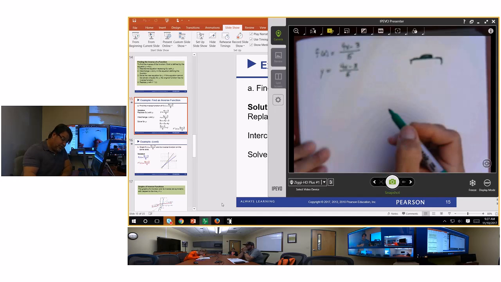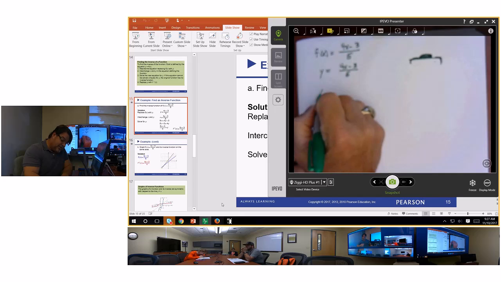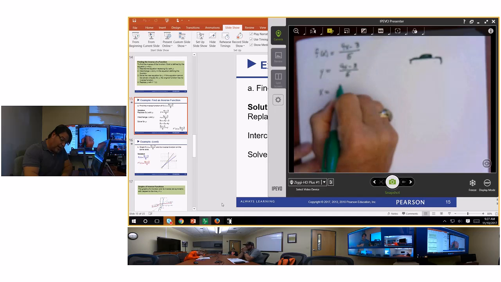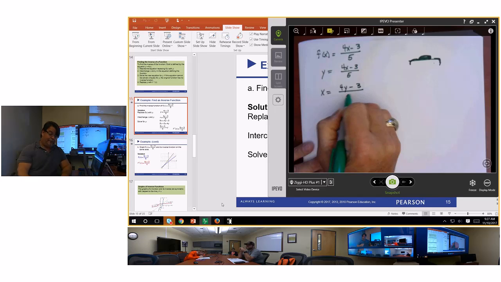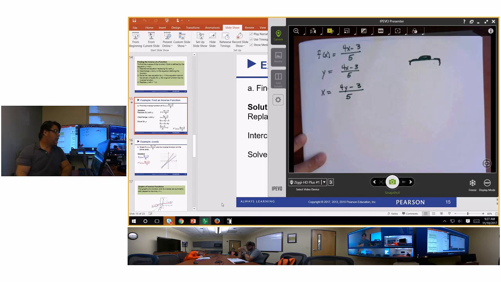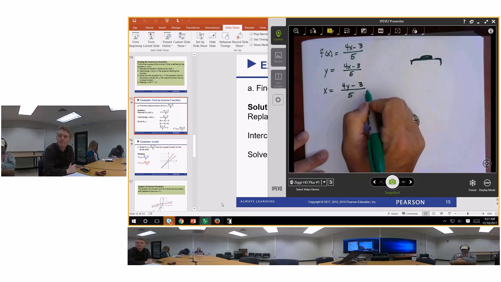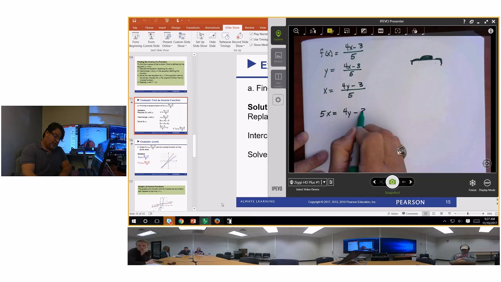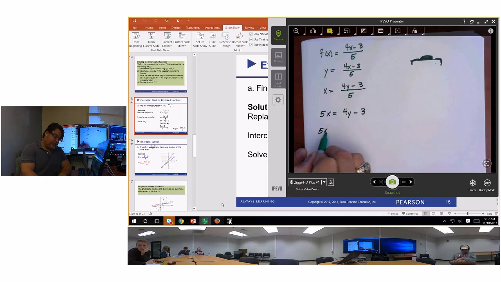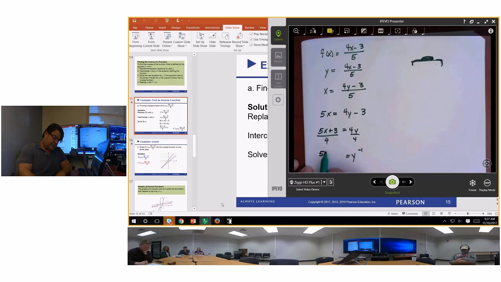Anyway, I'll shut up. All right, x is equal to 4y minus 3 over 5. Now what? Now you multiply both sides by 5. There you go. You get 5x is equal to 4y minus 3. Add 3: 5x plus 3 is equal to 4y, and divide by 4. And y inverse is equal to 5x plus 3 over 4.